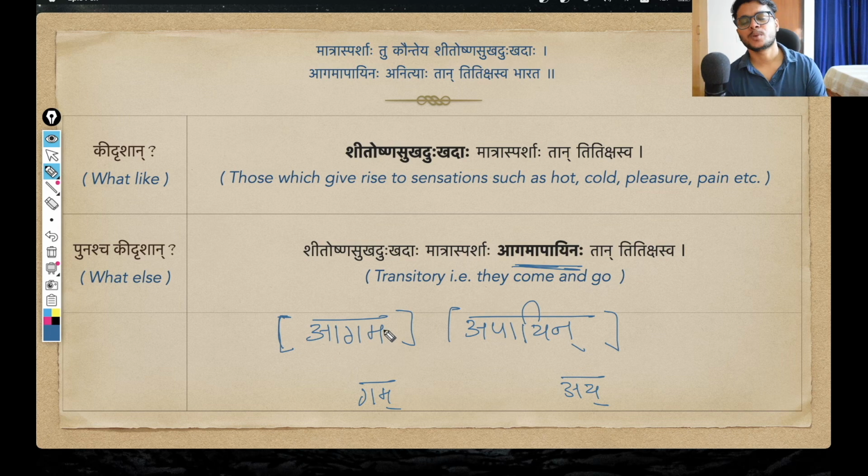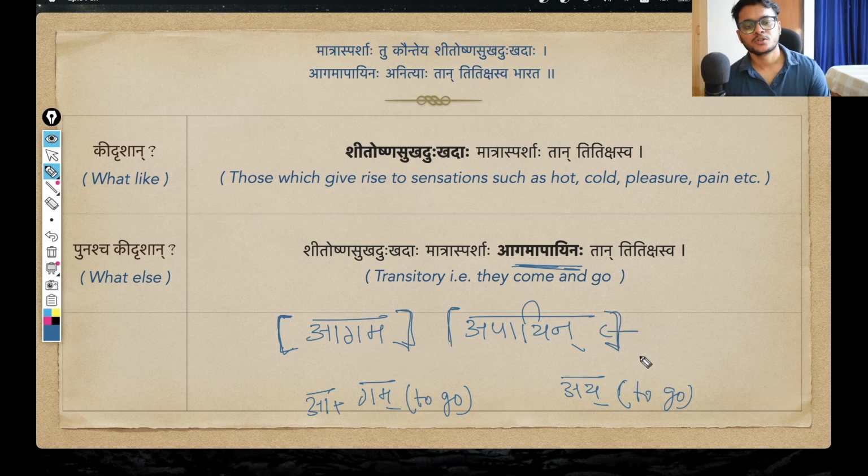So Agama, this Pratipadika is coming from Gam Dhatu. And Gam Dhatu, we already know, means to go. Actually this Ay also means to go. Both these Dhatu mean the same thing. And we have seen before that when we add the A Upsarga, it just means the opposite, that instead of to go, to come. So Agama denotes something that comes, that approaches.